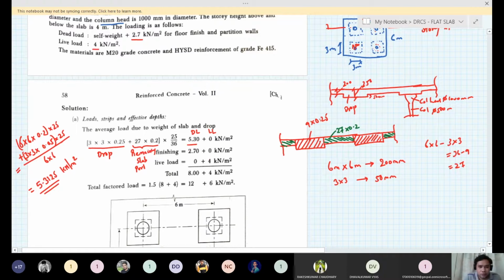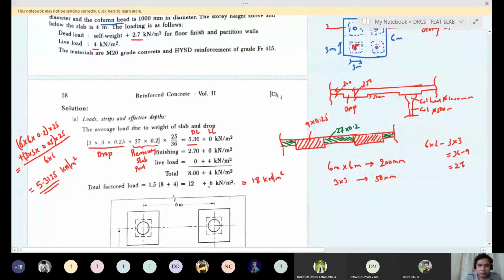So the total dead load is 5.3 plus 2.7, which is 8 kilonewton per meter square, and the live load is 4 kilonewton per meter square. The total factored load is 1.5 times (8 plus 4), so that is 12 plus 6. You can write the total as 18 kilonewton per meter square, out of which this is dead load and this is live load.